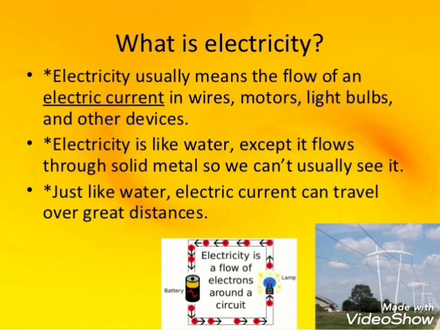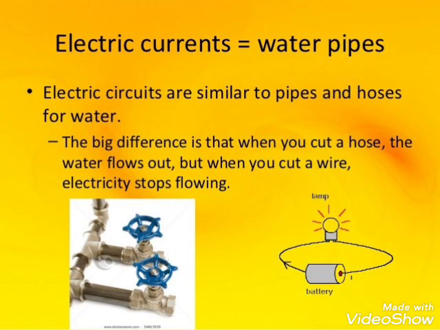And what is electricity? So we can define electricity: electricity means the flow of an electric current in wires, motors, light bulbs and different other devices. This flow of electric current is called electricity. Electricity is like water, except that it flows through solid metals only and we can't see it. Just like water, electric current can also travel over great distances.